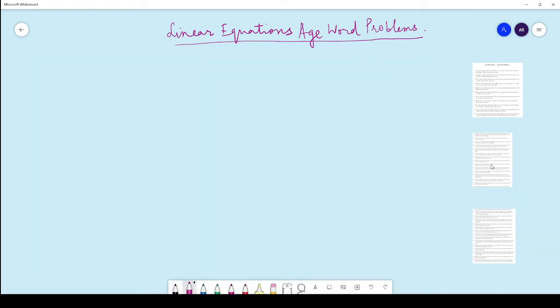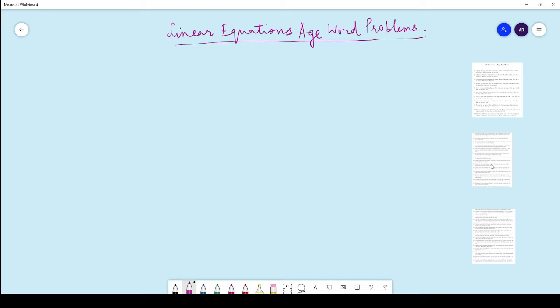Hello everyone. Today we talk about one of the most important and very common word problems which students come across in linear equations, which is age word problems, where you have the age of certain people given and you have to find their present ages or what their ages will be a few years from now or what their ages were some time ago. So this is very confusing for the students because they do not know the technique of how to solve these questions.